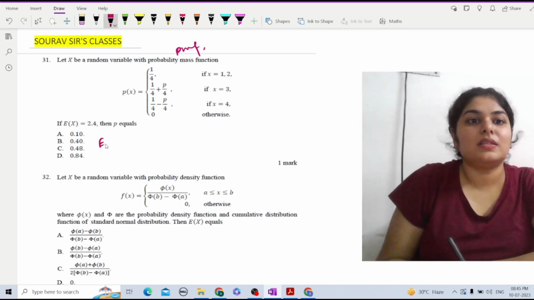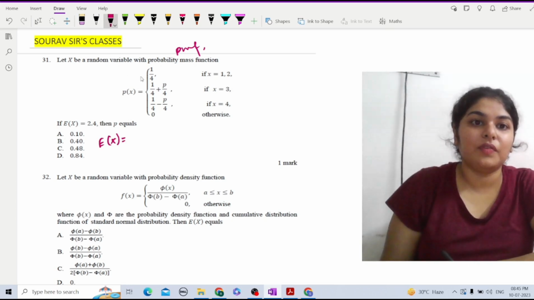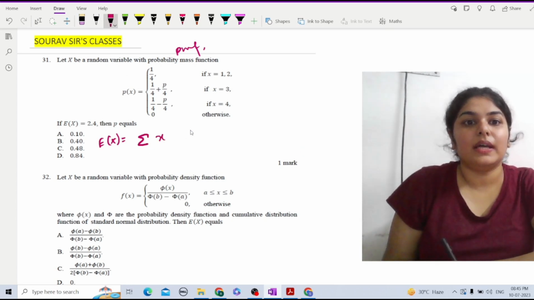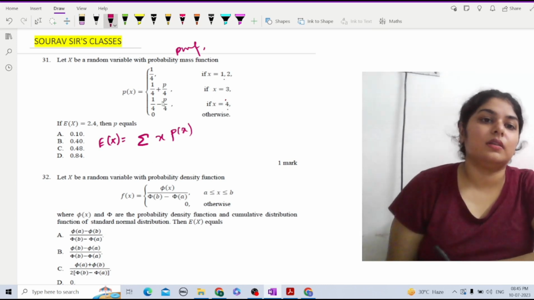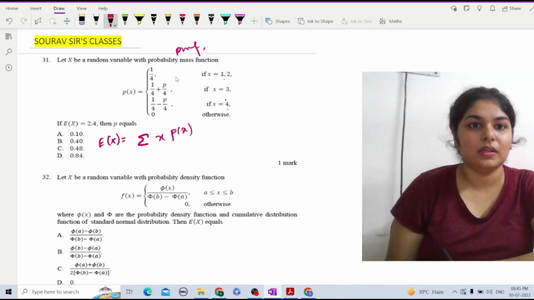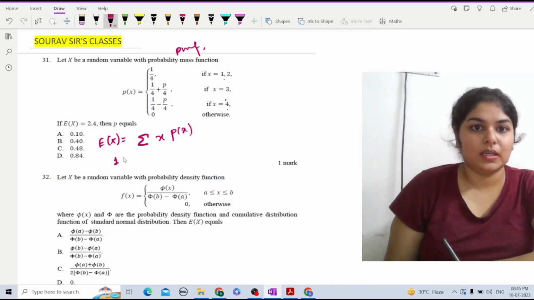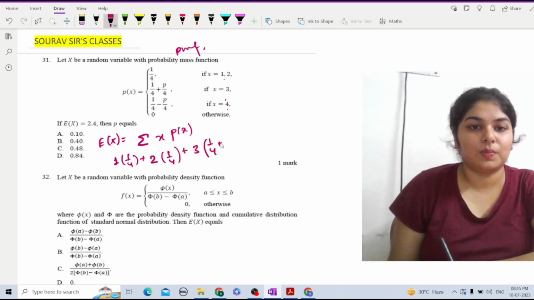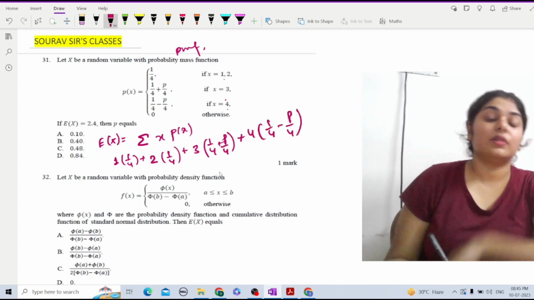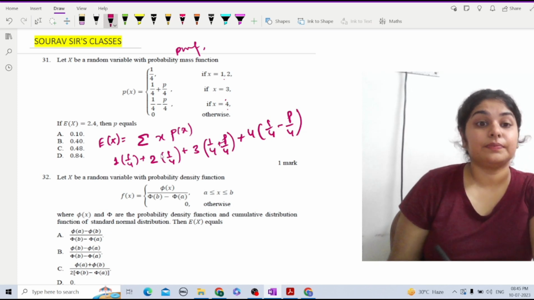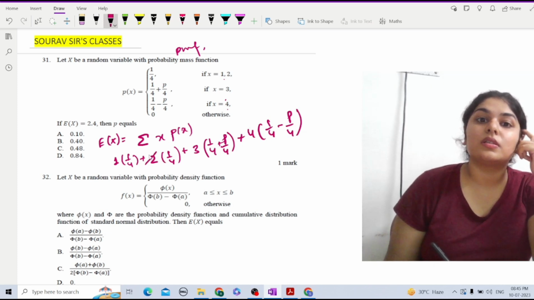So first, what is the expectation of X in case of a PMF? That is the summation of x times p(x). Now here X equals 1, 2, 3, 4. So as we put the values, we get 1 into 1/4, plus 2 into 1/4, plus 3 into 1/4 plus p/4, plus 4 into 1/4 minus p/4. Okay, so if we simplify this.